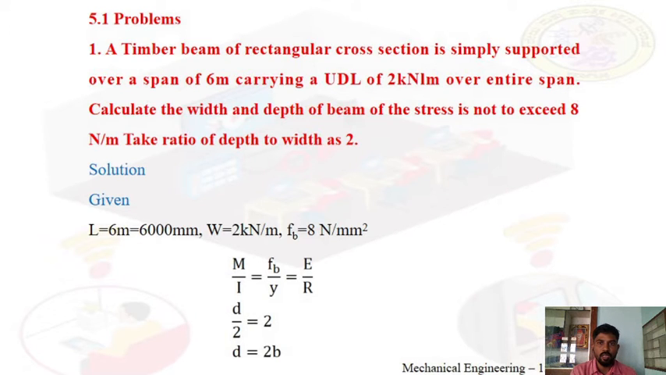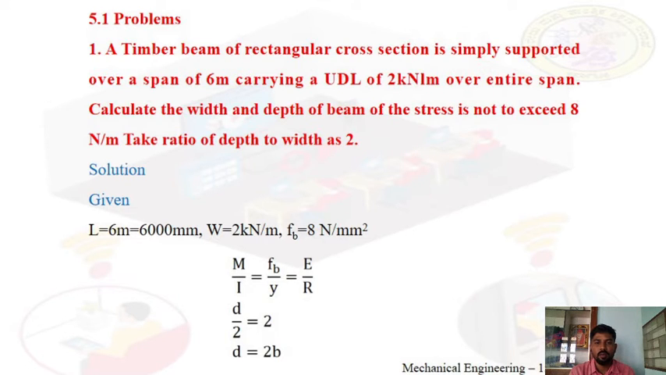The timber beam of rectangular cross section is simply supported over a span. So this is a simply supported beam with UDL, and the span is 6 meter, that is 6000 mm. The load is 2 kilonewton per meter, and the bending stress is given, fb is equal to 8 Newton per mm square, and the depth to width ratio, d by b, is equal to 2. Now d is equal to 2b. The depth is twice the breadth.